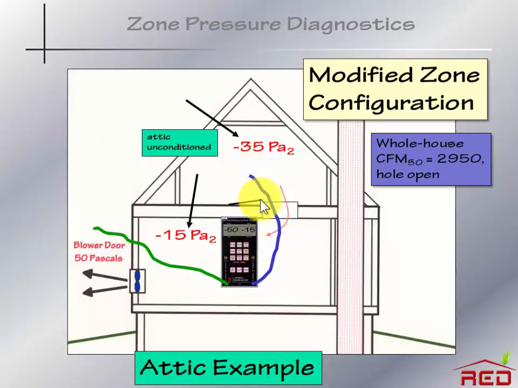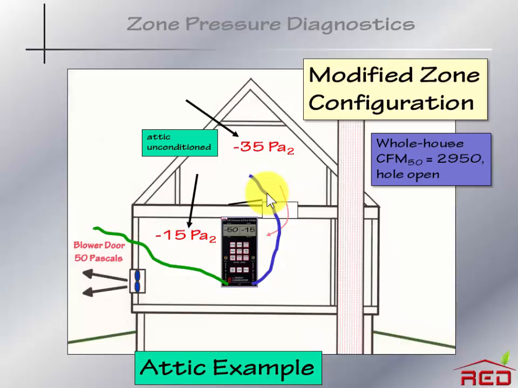In this case, for the modified zone configuration, we remove the attic hatch totally, so we have a lot of air flowing down through. When doing that, be careful that you don't bring cellulose or other debris down from the attic. We still have a hose to the outdoors that checks to see if we are at 50 pascals. Of course, once you open this hole or open a door, you're going to have to increase the revolutions of the blower door to keep the house at 50.